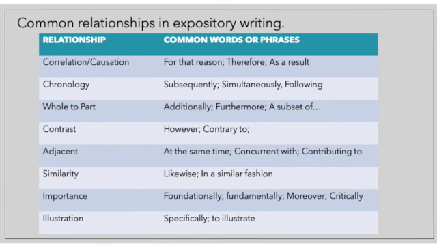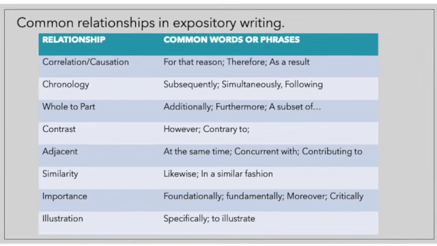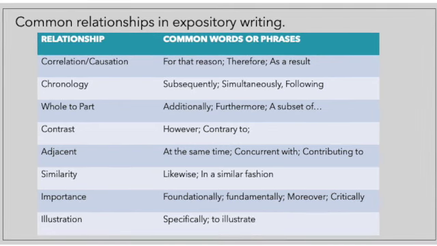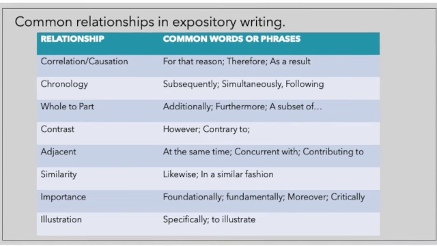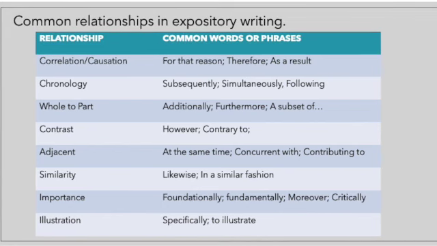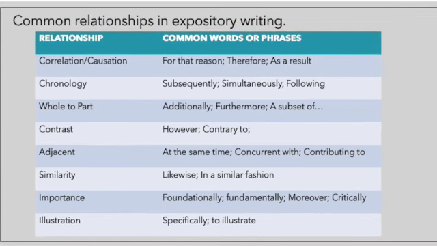So another way to show relationship is through chronology. Chronology can refer to the sequence of events that occur in a time frame, or it can refer to a sequence of concepts that need to be understood in a particular order. So we often see terms like subsequently, simultaneously, or following to show the relationship of chronology.